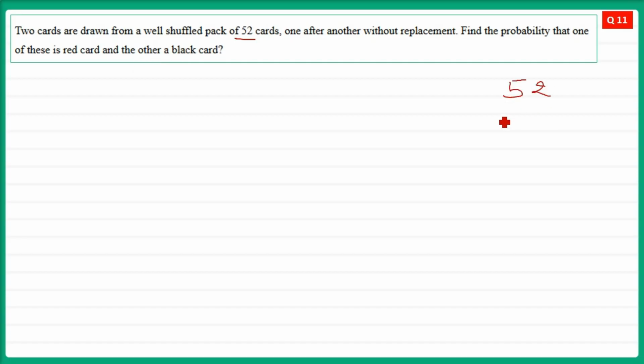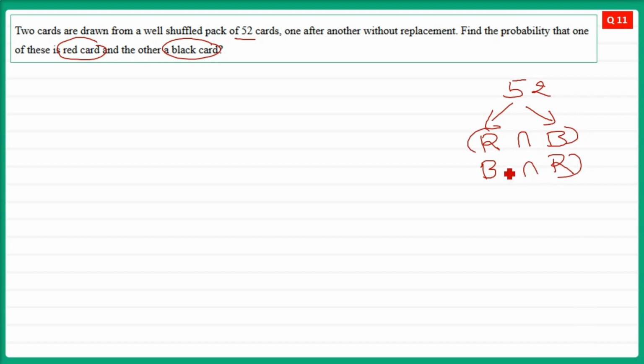So there are in all 52 cards. When we pick the first card, it can be a red card and then it can be a black card. They are not precisely saying that red has to be the first card or black has to be the second card. So red can be the first card, black can be the second card, and vice versa. Black can be the first card, red can be the second card. So this is how we intersect. So the probability, when you add these, this is your answer.